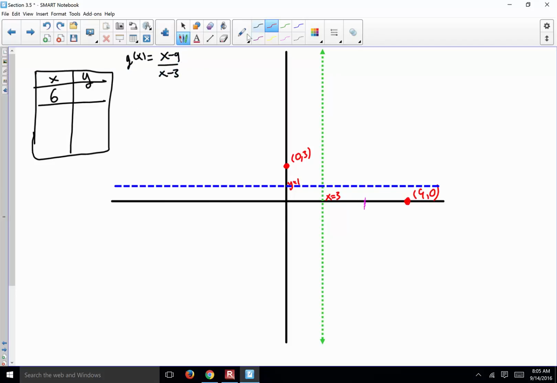So when I substitute 6 here and there, it's -3/3. That's -1. Am I right? 6 minus 9 is -3. 6 minus 3 is 3. -3/3 is -1. So the first point I got is (6, -1). Where is (6, -1)? It's here. So your curve visits this point.